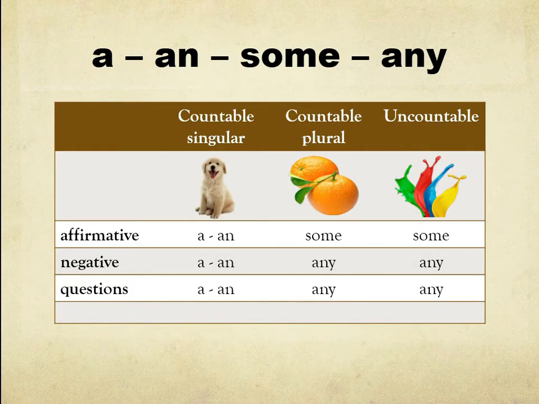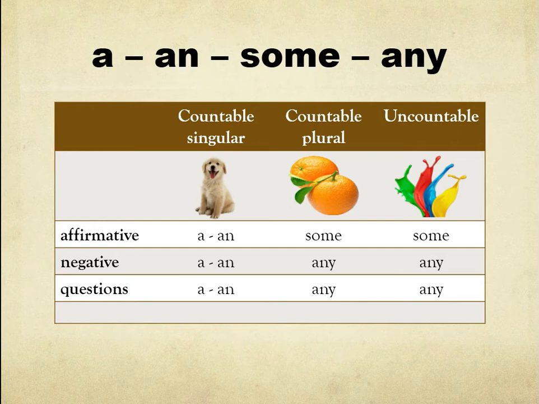A, an, some, any. Countable singular, countable plural, uncountable. Affirmative, negative, questions. Affirmative: countable singular, we use a, an. With countable plural, we use some. With uncountable, we also use some.